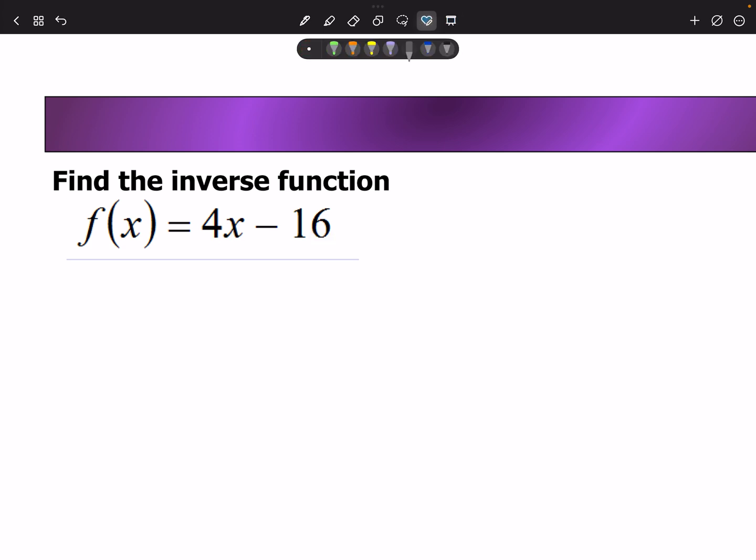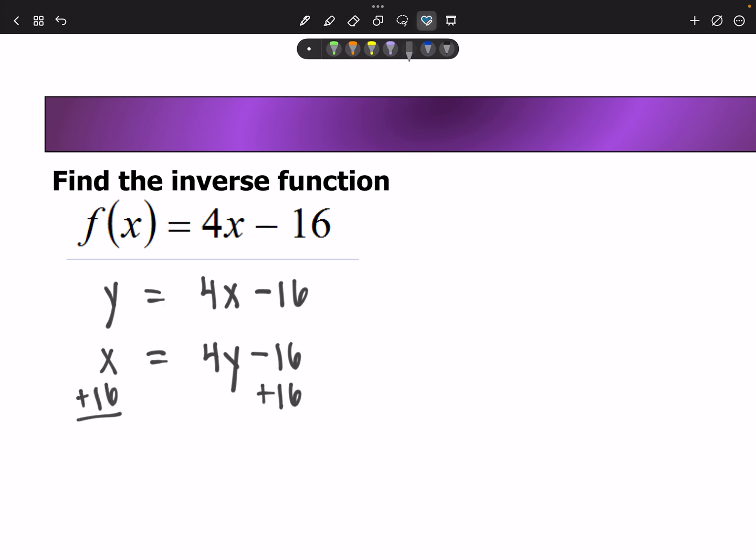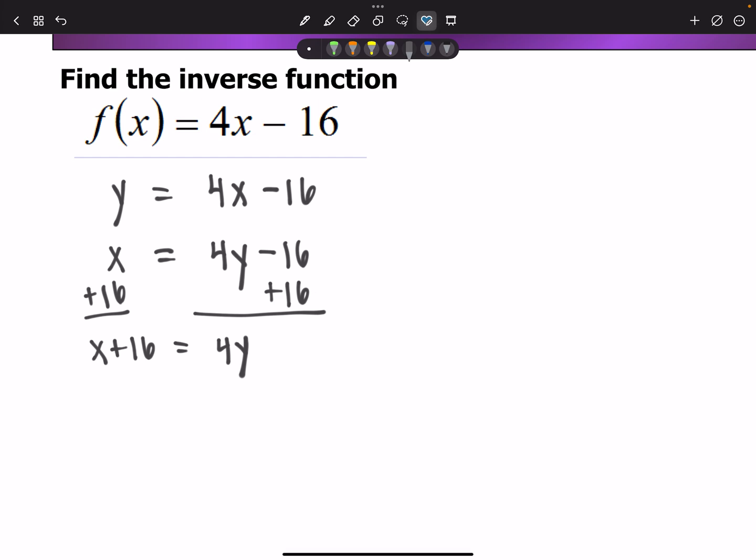So my first step is to change f of x to a y. My second step is to flip the x's and y's. We also say interchange. So where I see the y's, I make it x, and where I see the x's, I make it a y. And now I need to solve for y, so I'm going to add 16 to both sides. On the left, we have x plus 16, and on the right, I have 4y. And then I'm going to divide by 4. So I'm going to divide both sides by 4.